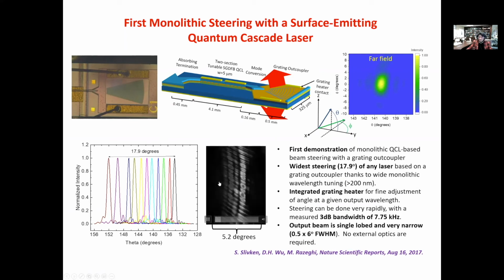As you can see here, the widest steering of 17.9 degree of any laser based on a grating outcoupler, thanks to wide monolithic wavelength tuning larger than 200 nanometer, and the integrated grating heater we have here for fine adjustment of the angle at a given output wavelength. Steering can be done very rapidly with a measured 3 dB bandwidth of 7.75 kilohertz, output beam in single lobe, and very narrow 0.5 to 0.6 degree full width at half maximum, and no external optic is required.